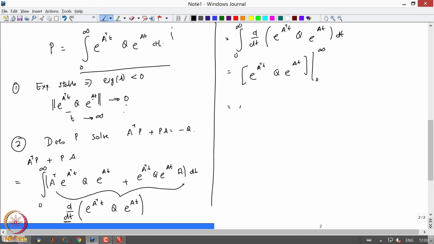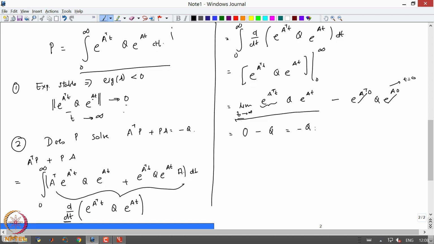So, the first term is the limit as t goes to infinity of e power A transpose t Q e power A t, minus the value at t equal to 0, which is e power A transpose 0 Q e power A 0. I am looking at the second term at t equal to 0 and the first term as t goes to infinity. Now, look at this term carefully. What happens to this term as t goes to infinity? I know that A is an exponentially stable matrix, so these entries will go to 0 as t goes to infinity. So, I am left with a 0 here, minus the second term. What is this? This is the identity, this is the identity. So, I am just left with a minus Q.